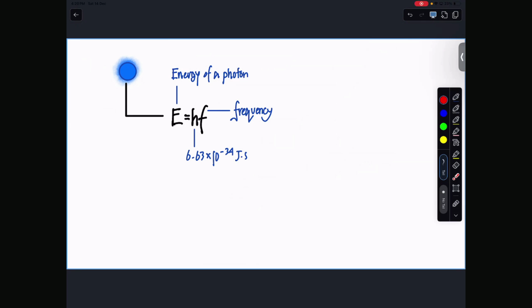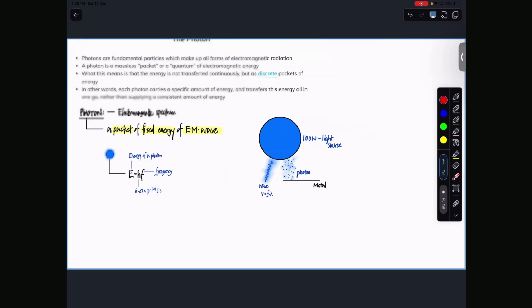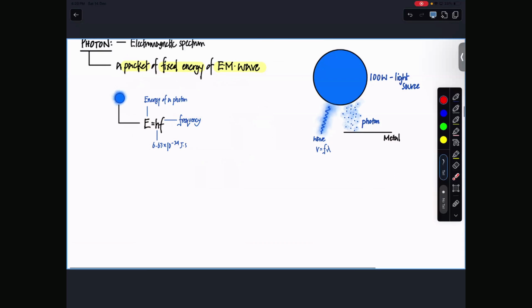Just imagine I'm throwing marbles at something. Marbles are what photons are. They're not vibrating or anything. But the energy that each photon contains depends on the wave it was from, the frequency. So the higher the frequency, the more what would this thing have? Energy. And this is the energy of a photon equals hf.